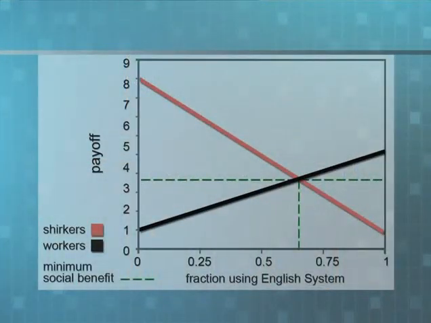Let's have more fun with these graphs. Suppose that we reverse the worker and shirker lines in the last picture. We get this. What could this correspond to? Well, the particular example I've got in mind is suggested by my axis label.